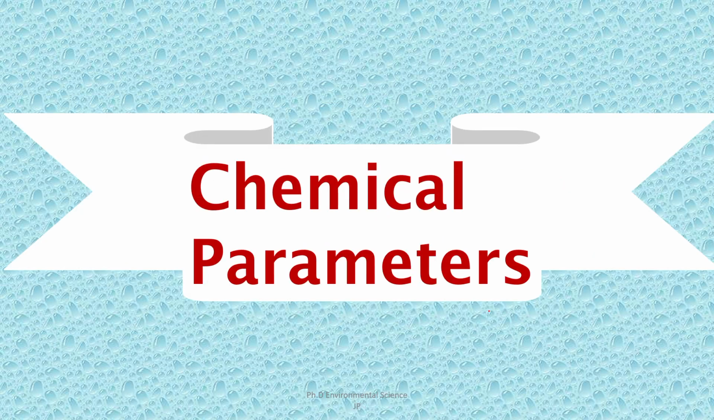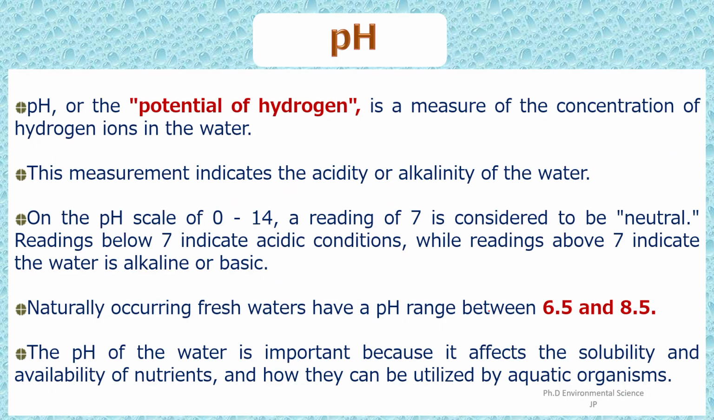Chemical parameters. pH or potential of hydrogen. It is a fundamental measure of the acidity or alkalinity of a solution. On the pH scale of 0 to 14, a reading of 7 is neutral, a reading below 7 is acidic, and above 7 is alkaline or basic.